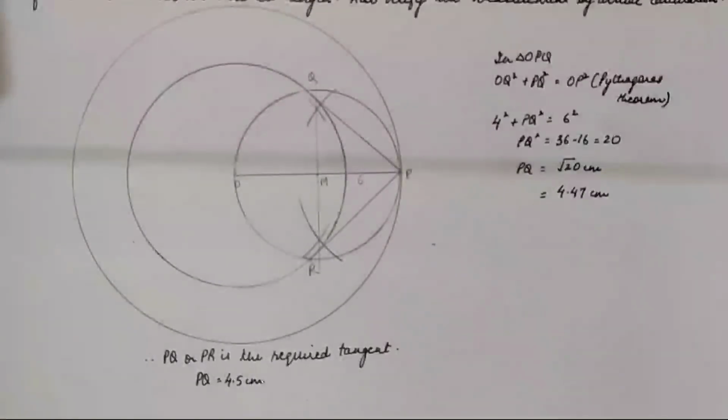Writing of the answer statement is very important. So I have written here also PQ or PR is the required tangent and PQ is equal to 4.5 centimeters. So I hope it is clear to you.